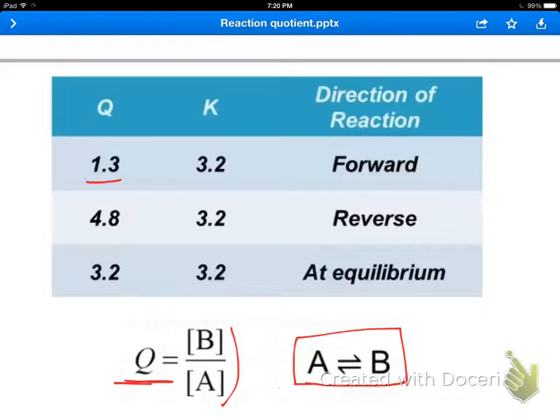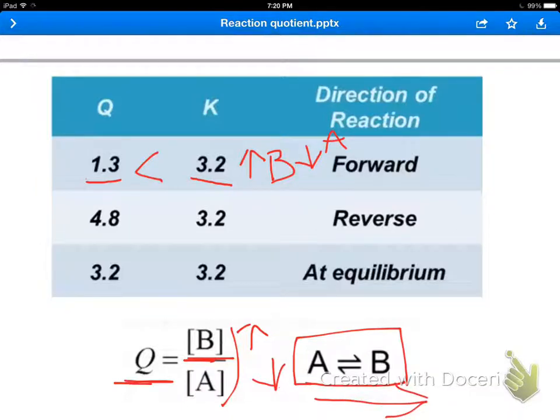And what we see is it is less than K. So what needs to happen in order for us to reach equilibrium is we need to increase the products so that this value becomes bigger, right? We increase B while we decrease A, and so increasing B means that we are shifting the reaction to the right, and the reaction is going in the forward direction. Okay.